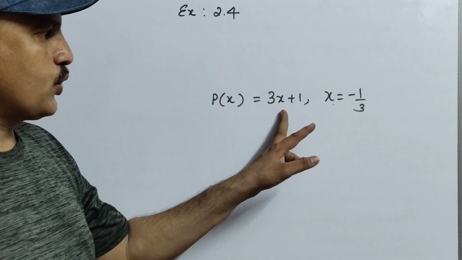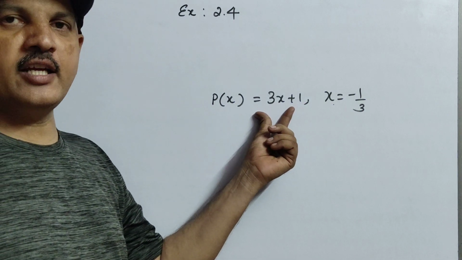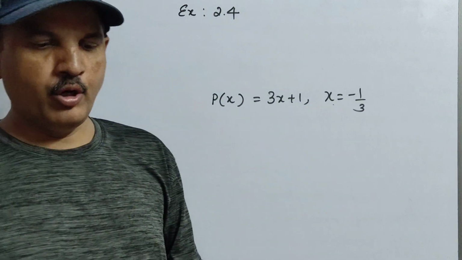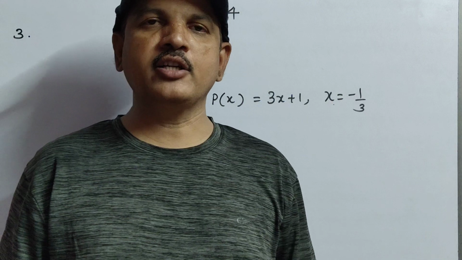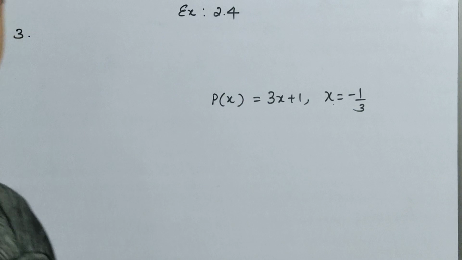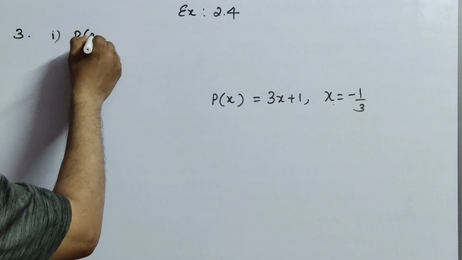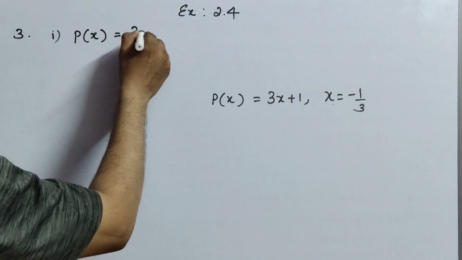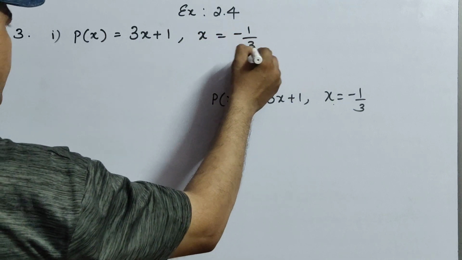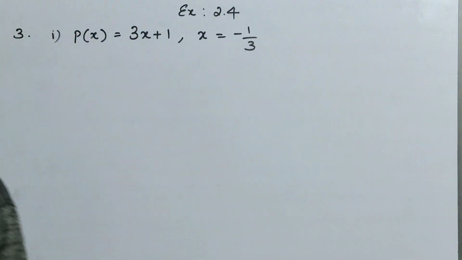Now if you substitute x equals minus 1 by 3 in the given polynomial, if you get the remainder 0, that means the solution is 0, then it is a zero of the polynomial. If you do not get the remainder 0, it is not a zero of the polynomial. Okay, children? Now see here, I will explain the same question. P of x equals 3x plus 1, x equals minus 1 by 3.